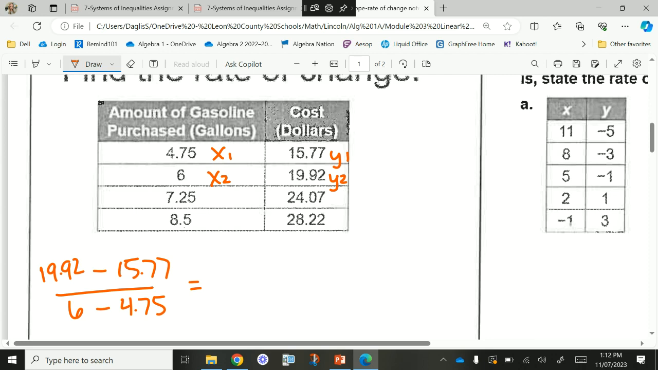1992 minus 15.77 gives me 4.15. There we go. And then 6 minus 4.75 gives me 1.25. Okay.